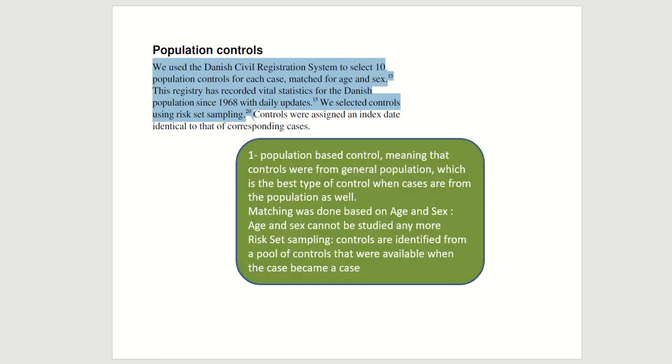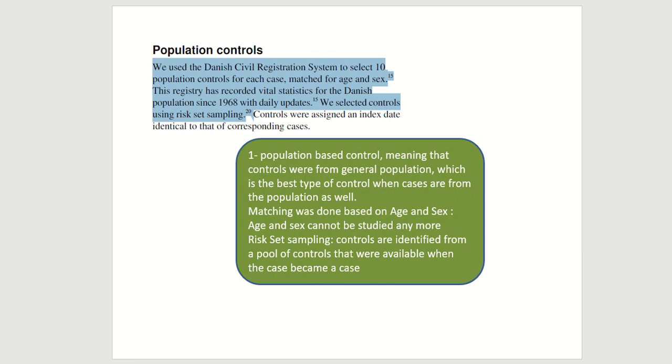The answers to these questions are here. Population-based control, meaning that controls were from the general population, which is the best type of controls when cases are from the population as well. Matching was done based on age and sex. Age and sex cannot be studied anymore. Remember, once you match for a certain variable, you cannot assess it as a possible exposure anymore. Risk set sampling: controls are identified from a pool of controls that were available when the case became a case.